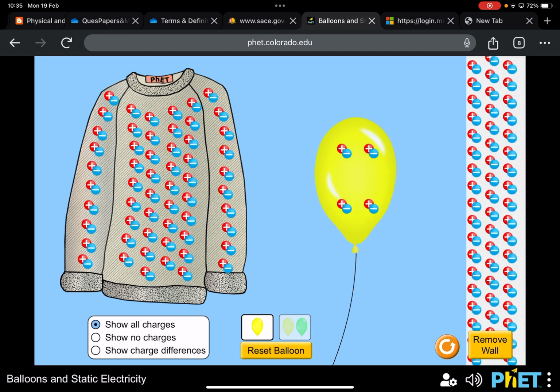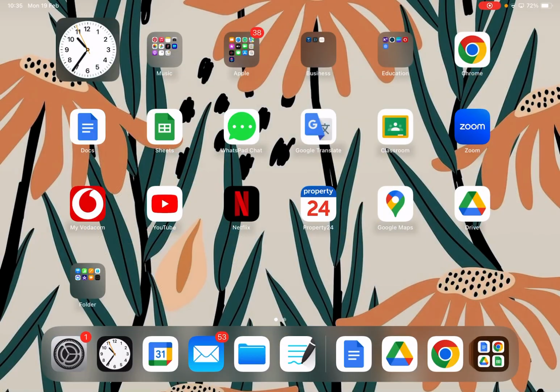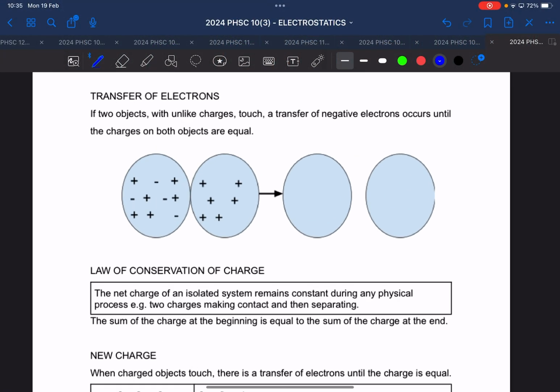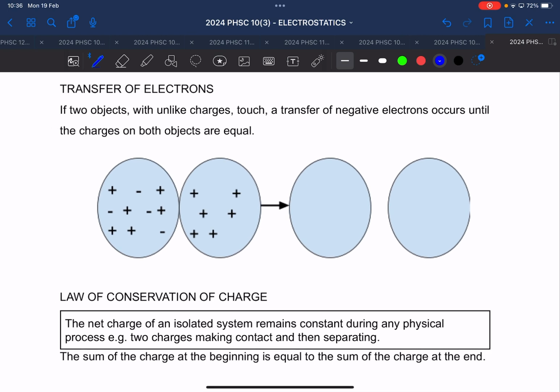Okay, so I want to go back to the notes. So here we have a transfer of electrons when the two objects touch or when they come close to one another. I actually want to do something else as well.